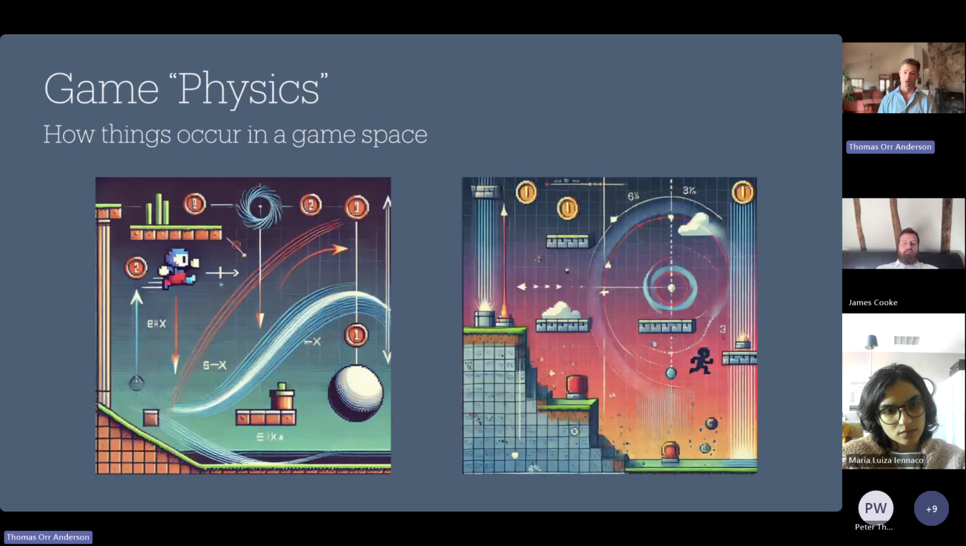Another example is game physics. So you're playing Super Mario Brothers or something. Within that space, what are the quote unquote physics in that space? How do things move? How do they interact? How does the space itself guide the movements of those things? And how do the movements of those things affect the space?